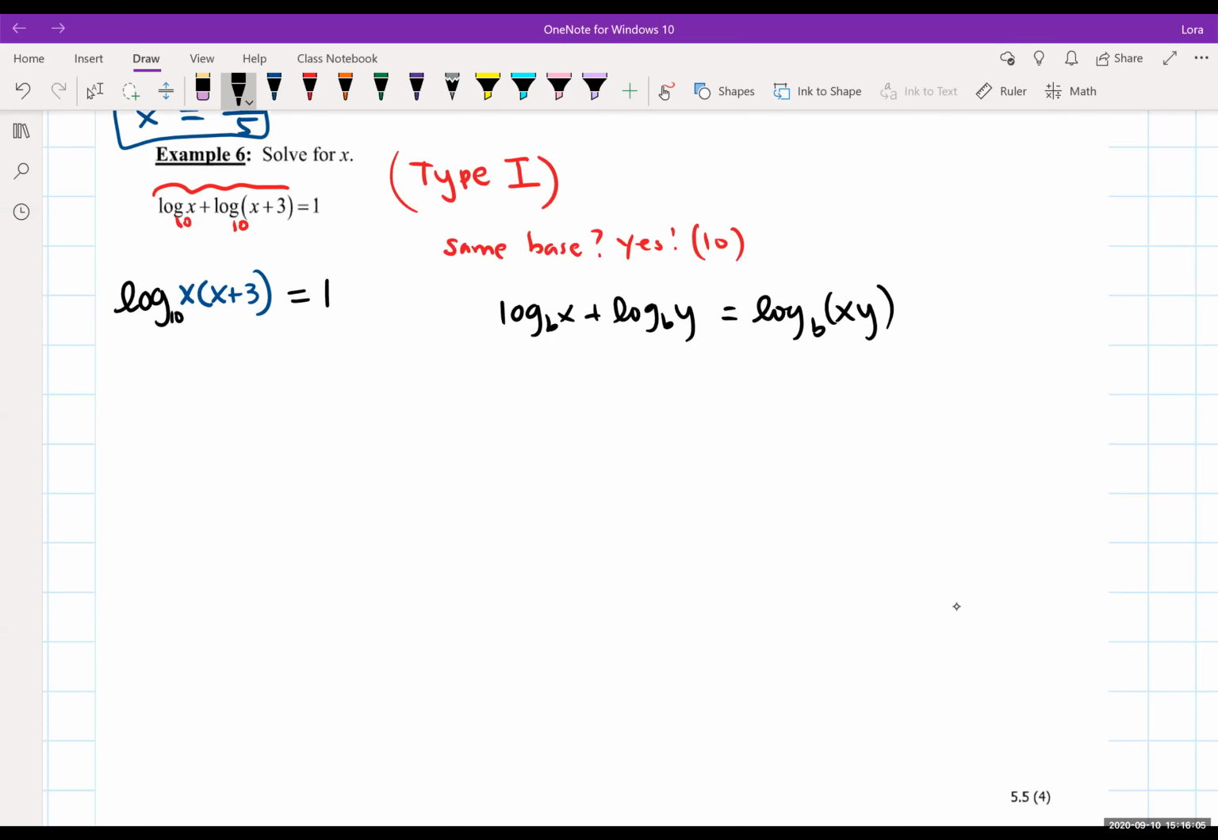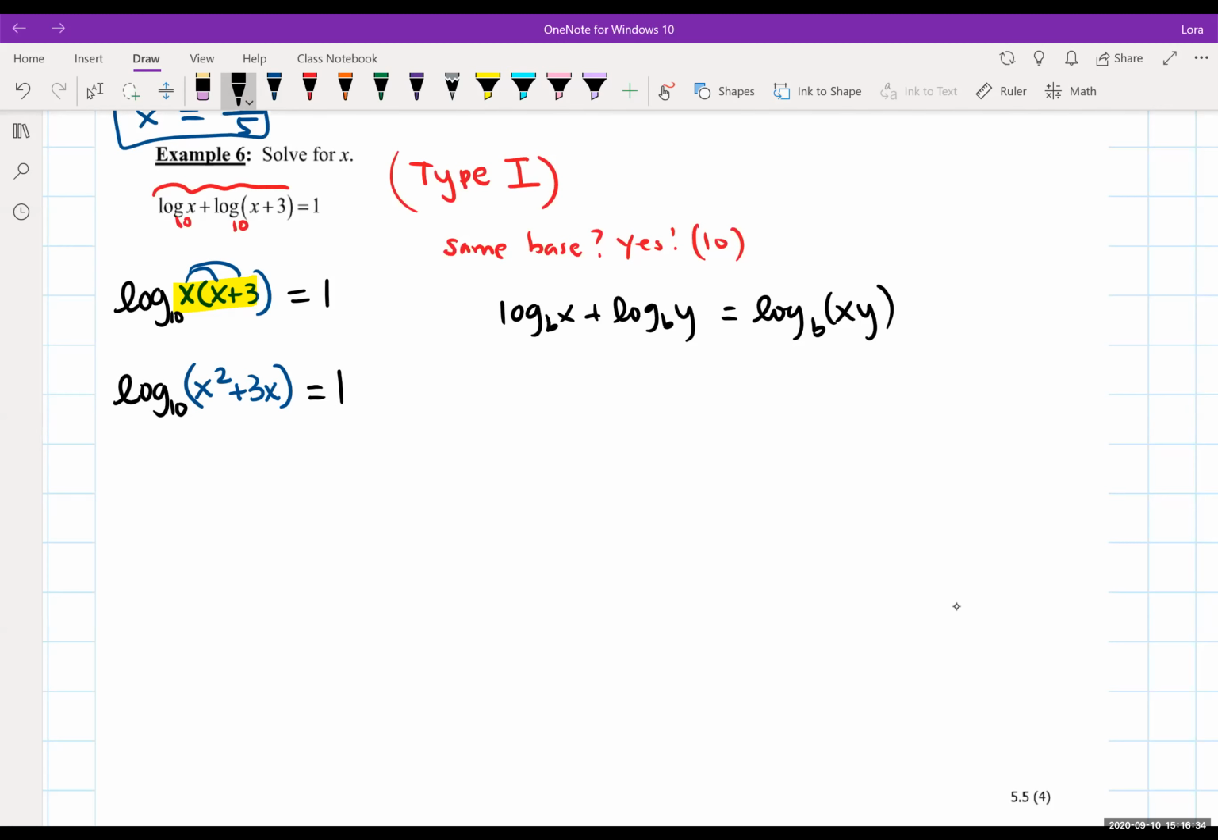If it makes you a little more confident, sometimes you can say, this x times x plus 3, I know it's not 0 on one side, so it might be better, log base 10, to distribute the x and give ourselves the idea of what the argument really is. So x times x is x squared, x times 3 is 3x. So we still have the logarithm equal to 1.